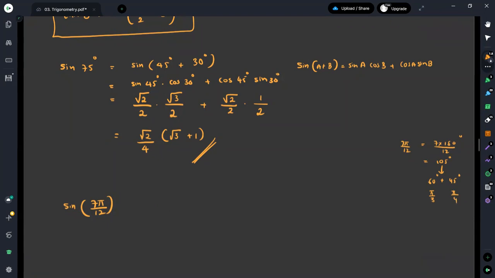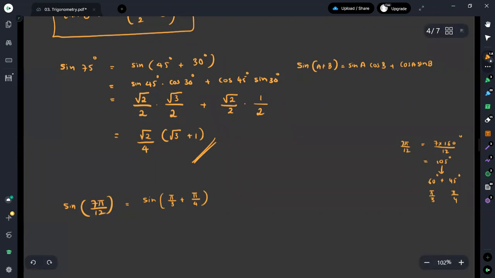Now, as the addition, we can write this as sine of pi over 3 plus pi over 4. Using this formula, for the addition of these two angles, we can obtain the value for sine 7 pi over 12.